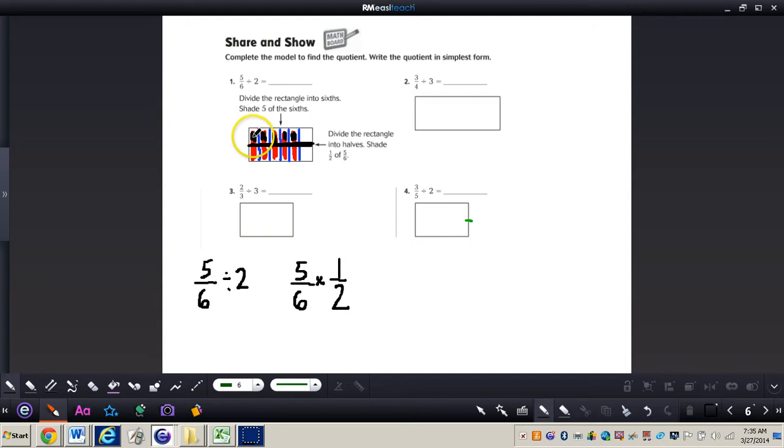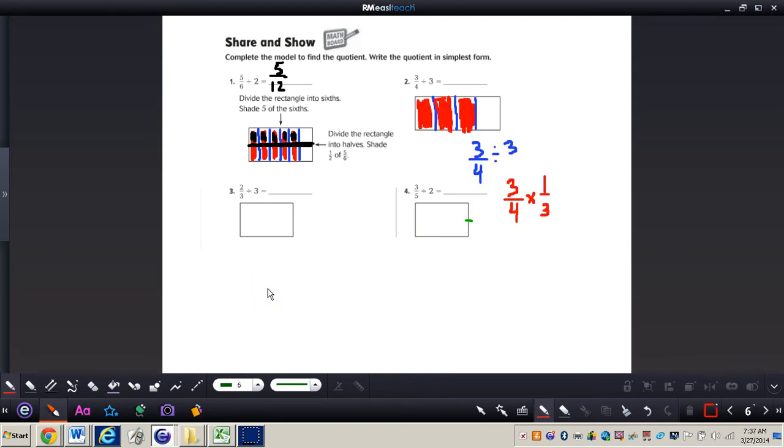It's easy to see that 5 of the 12 pieces are shaded in. Okay, so my answer is 5/12. Also, if we're doing this just straight numbers without any type of picture, then we would multiply 5 times 1, giving me 5, and then 6 times 2, giving me 12 for 5/12.